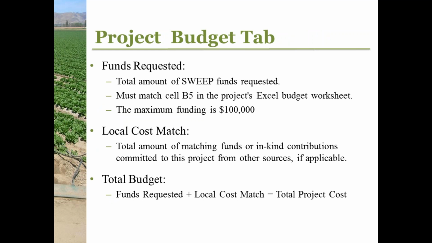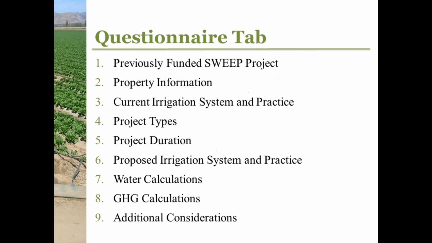And within FAAST, again, there's a budget tab. This is where you're going to input the information that's within the budget worksheet. We're going to want to know the total amount of funds that are requested. Keep in mind that the maximum amount of funds that can be requested from CDFA through the SWEEP program is $100,000 this cycle. We also want an indication of your local cost match, and of course those two come together to create your total budget. And so we'll need to put that into the FAAST application as well.